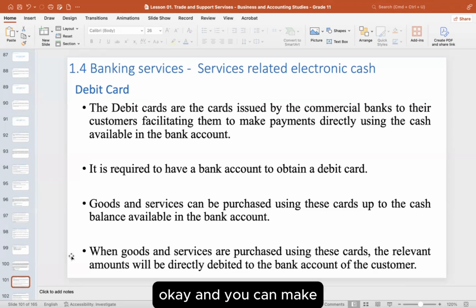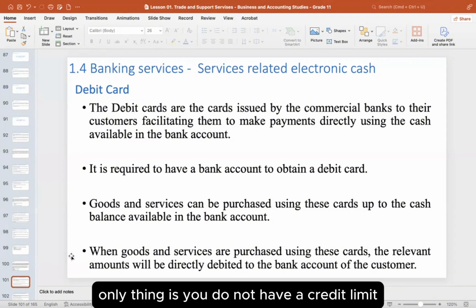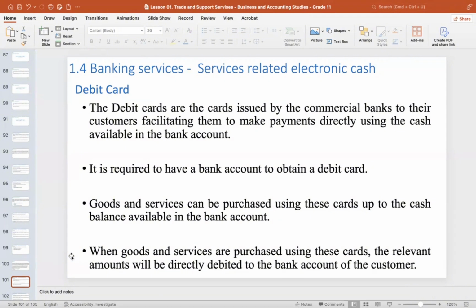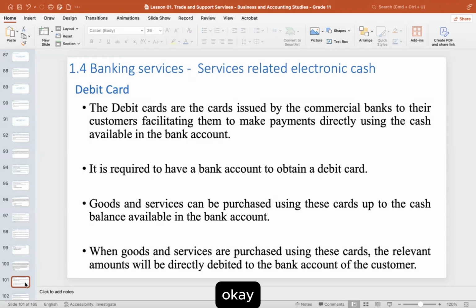And you can buy goods and services as I said earlier. The only thing is you do not have a credit limit. You have a debit card, so you can only spend whatever is available in your account.